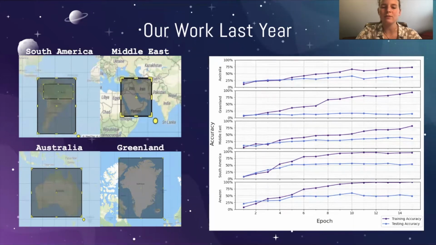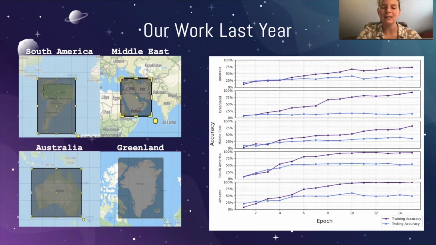We used 5 different regions: Australia, the Middle East, Greenland, South America, and a smaller subset, the Amazon. We chose these locations as they had strong signals, yet they were different and unique of one another. As you can see on the right side of the screen, we have plots for each of the regions, and they display accuracies after training in purple and accuracies after testing in blue.